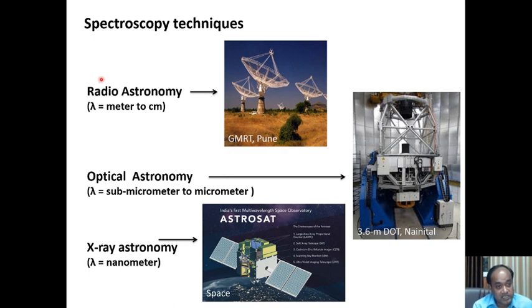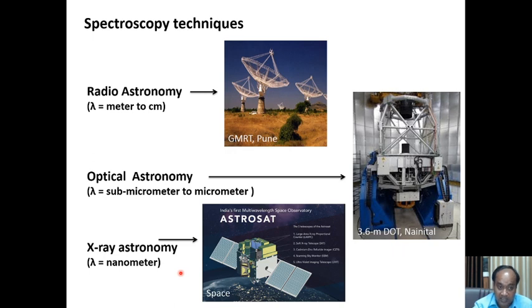So if you look at how spectroscopy is done in the astronomical context, I will take examples of three major wavelength regimes: radio astronomy, the radio wavelengths, which are meter to centimeter wavelengths; then optical astronomy, where it is submicron to micrometer wavelength. The pictures I am showing are the Giant Metrewave Radio Telescope in Pune, which is one of the largest radio telescopes in the world in terms of collecting area. Then we have the 3.6 meter Devasthal optical telescope at Nainital, which works in the optical, basically visible as well as the near infrared region. This is the largest in India.